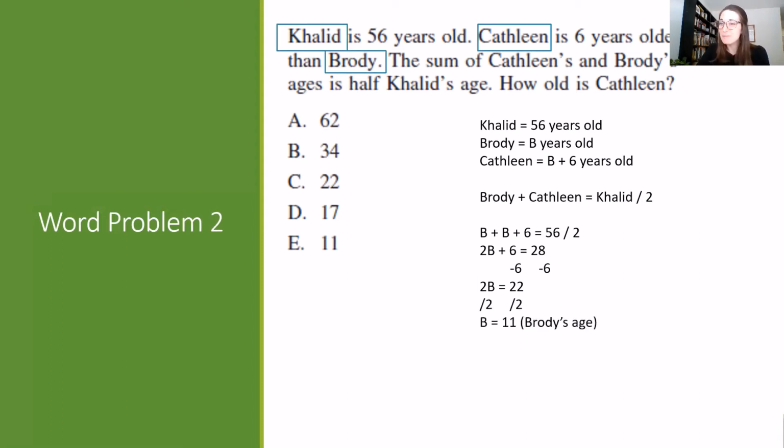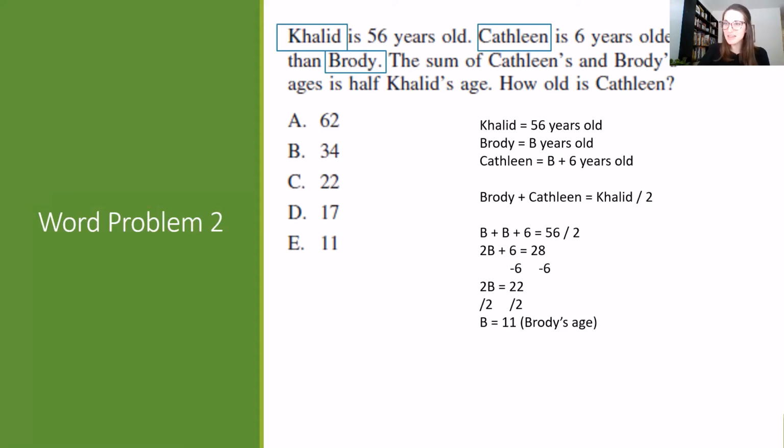Now to get B by itself, I need to get rid of the 2. So since I'm currently multiplying 2 and B together, I need to divide by 2. So 2B divided by 2 is just B, and 22 divided by 2 is 11. Now, is this the final answer?